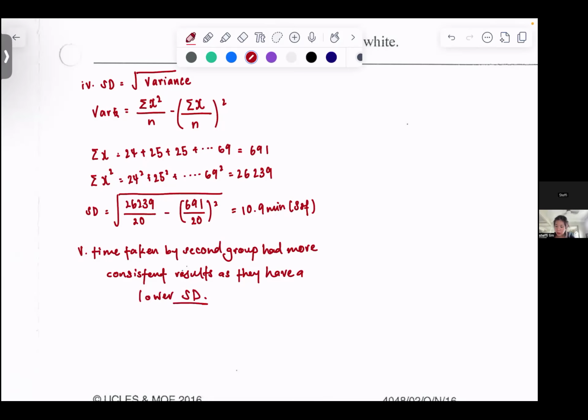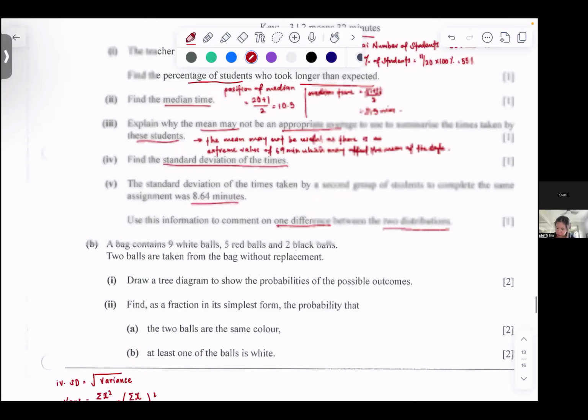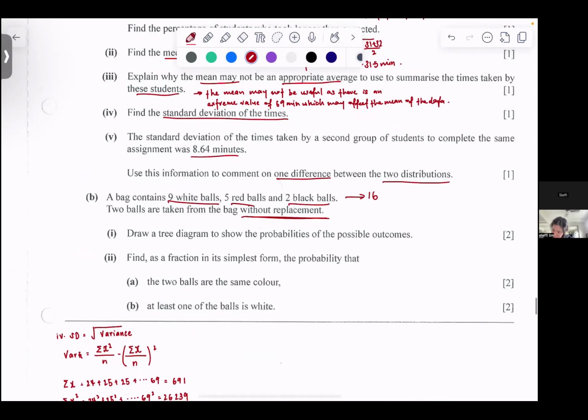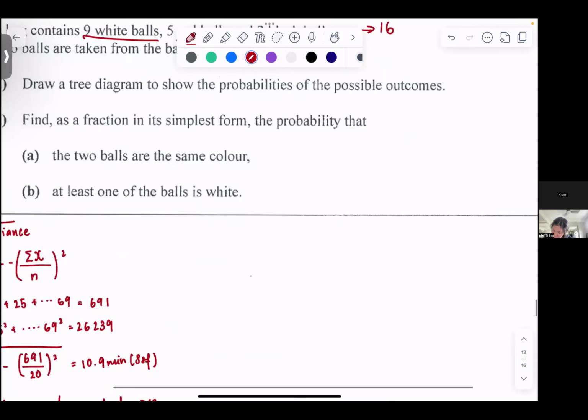Okay, part B. A bag contains 9 white balls, 5 red balls, and 2 black balls. 2 balls were taken from the bag without replacement. Draw a tree diagram to show the probabilities of the possible outcomes. So I know in total I've got 16 balls, and 2 balls are picked at random. I've got to draw a tree. Okay, let's go. So, tree diagram.